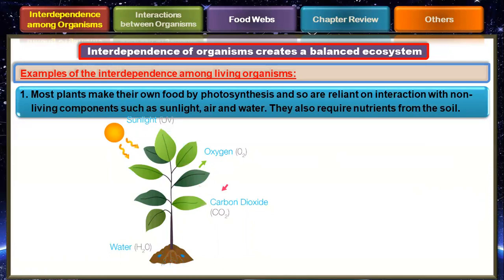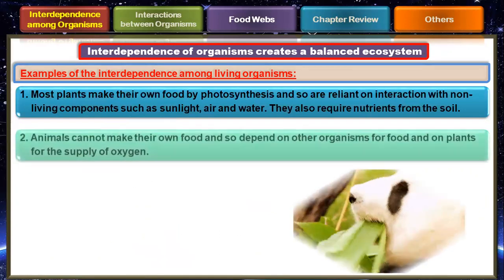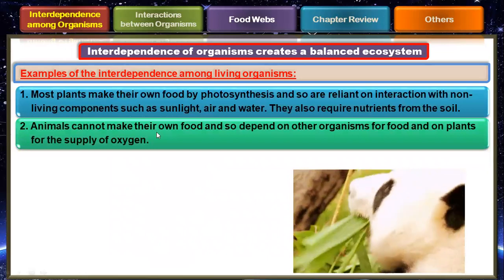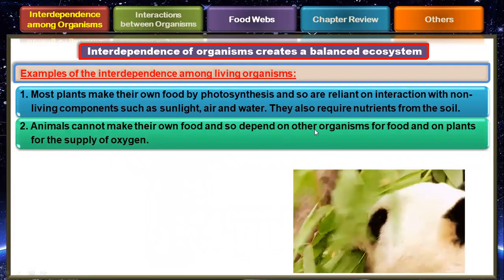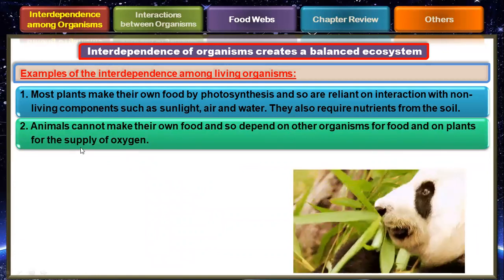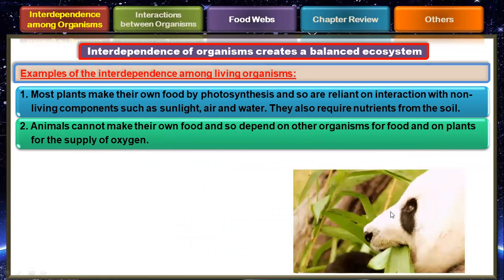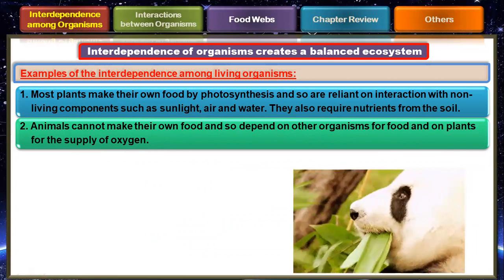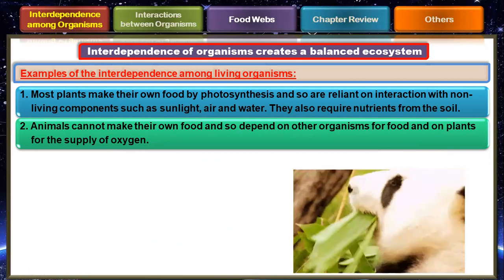Examples of those are: most plants make their own food by photosynthesis and so are reliant on interaction with non-living components such as sunlight, air, and water. They also require nutrients from the soil. Because of this interaction of the living and non-living components, plants are able to produce their own food. Also, animals cannot make their own food, right? And so they depend on other organisms for food and on plants for the supply of oxygen. Look at the panda here. The panda is dependent on the plant, or bamboo, should I say, the bamboo plant. So he's having a good time there.